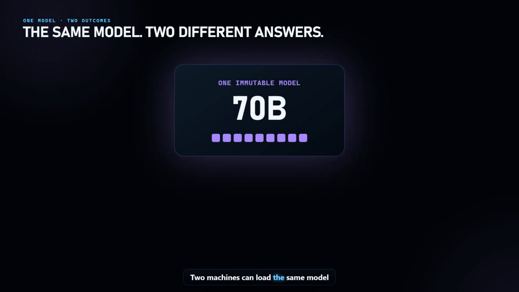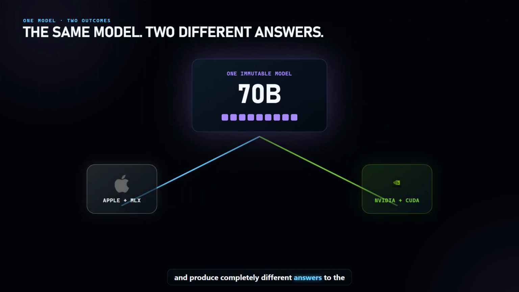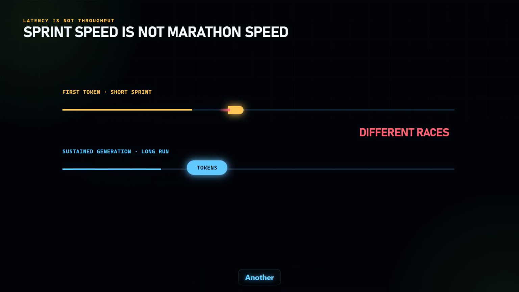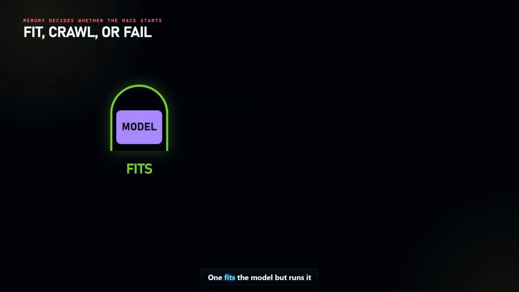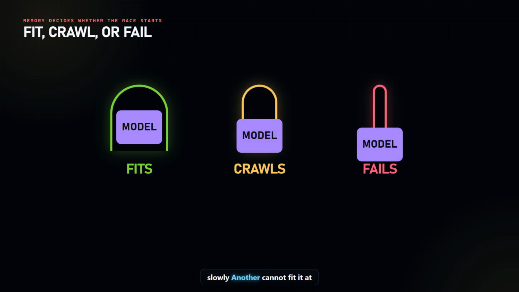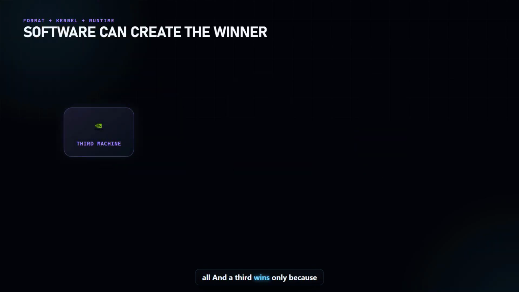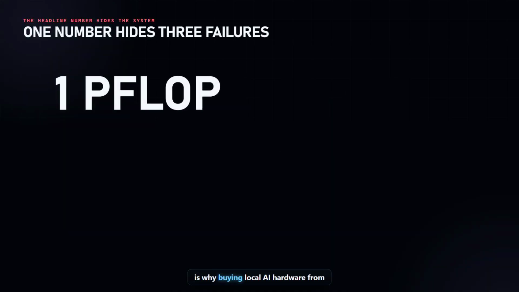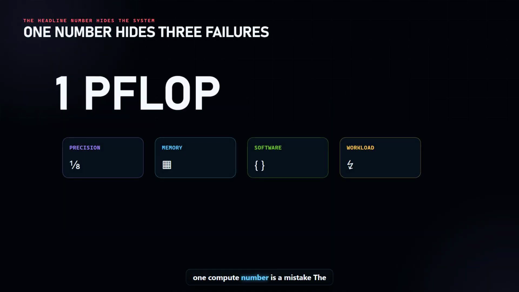Two machines can load the same model and produce completely different answers to the question: which one is faster? One wins the first token. Another wins sustained generation. One fits the model but runs it slowly, another cannot fit it at all, and a third wins only because its software stack supports the optimized format. That is why buying local AI hardware from one compute number is a mistake.